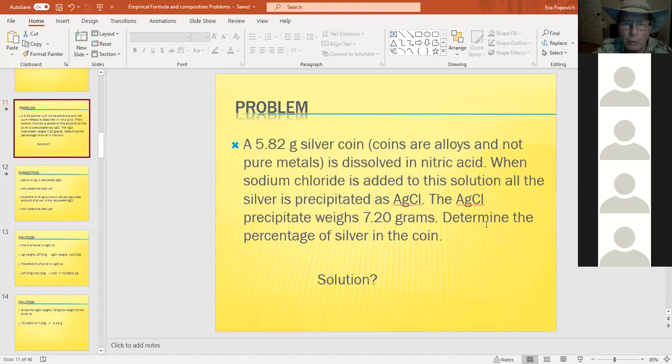So if I have silver chloride, I could take the silver atomic weight, divide that by the molecular weight of silver plus chlorine. That will give me a mass percent of silver. I take that mass percent of silver, multiply it by the weight of the silver chloride. That will give me my grams of silver. That grams of silver came from the coin, so I take the amount of silver, divide it by the weight of the coin. I have my percentage.